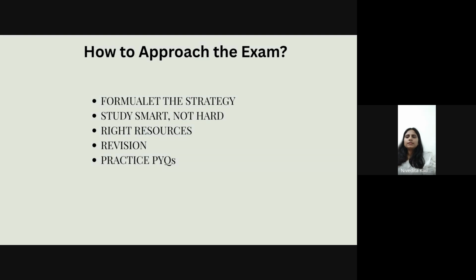So number one, I would say that first of all, get the right resources, whatever you are having. Next, go through your syllabus once, twice, thrice, so that it is clear in your mind which portion you have to focus upon more. Next, once you have gone through your syllabus and your resources, identify the important topics which you think will be asked in your AIBE examination.